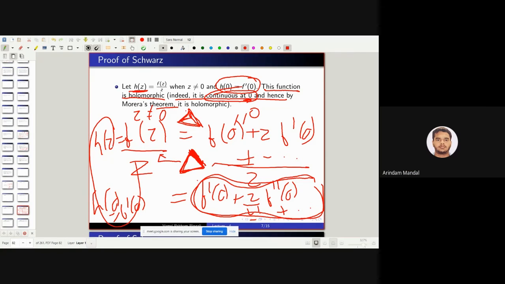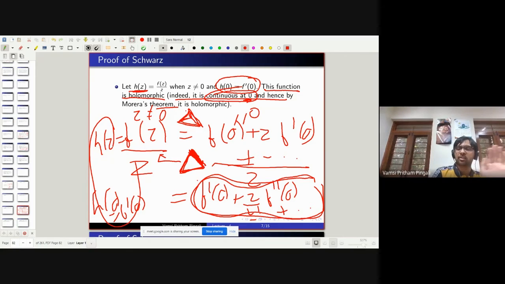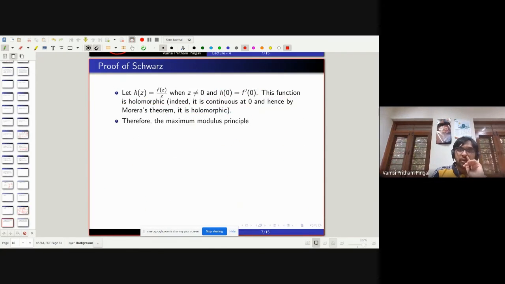Okay. Yes. But anyway, this is too fancy. It's much simpler than that. So please ignore this statement and the previous statements. It is very simple. Okay. All right. So the point is, this function is holomorphic. Therefore, you can use the maximum modulus principle.